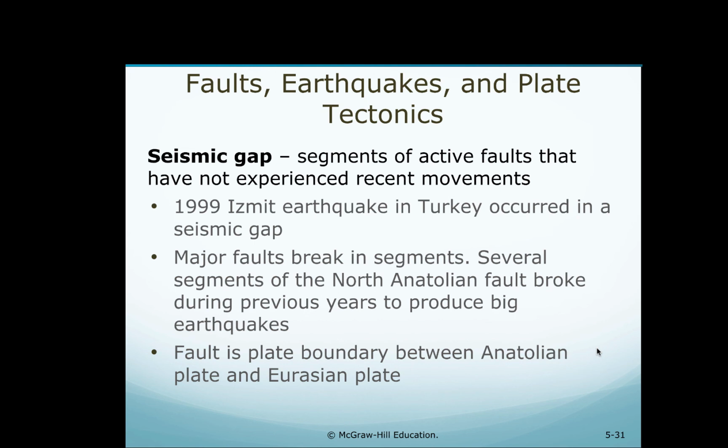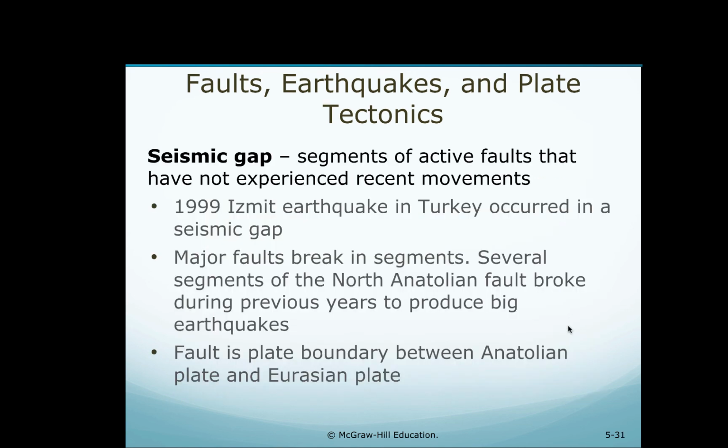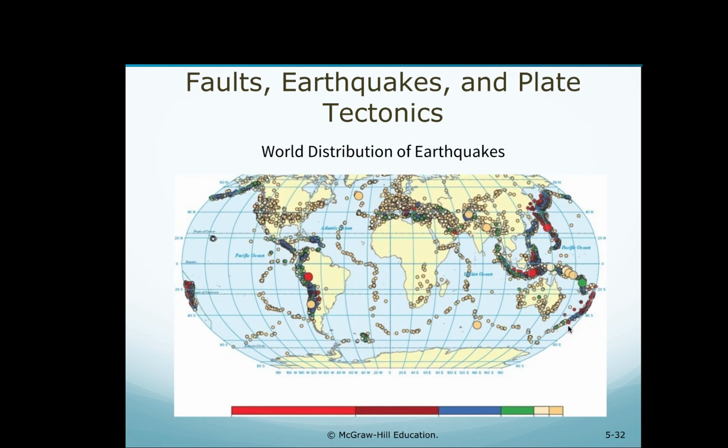The fault is a plate boundary between the Anatolian plate and the Eurasian plate. And there they are right here: the Eurasian plate up here and the Anatolian plate down here, and the fault line very close to the Black Sea. As you can see, earthquakes and the plate tectonics and the faults pretty much line up together.